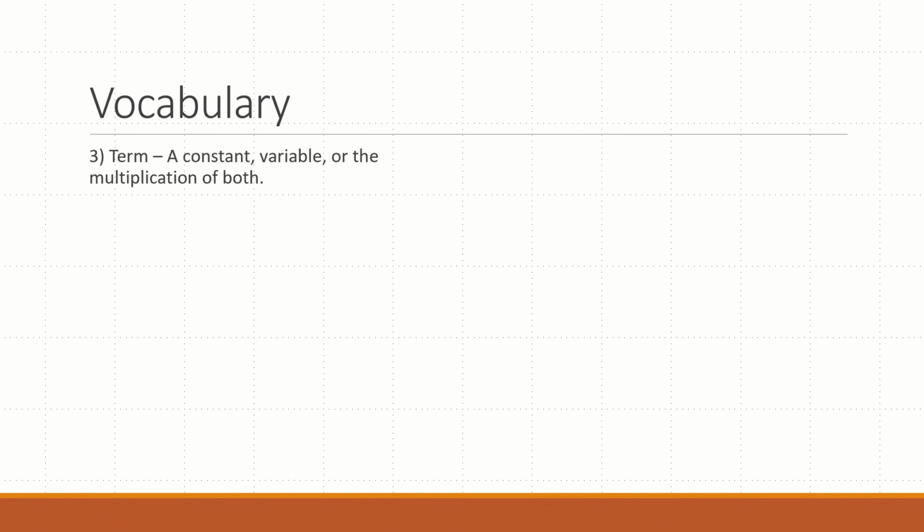The third vocab word is a term. So what that basically is, it could be a constant, just a variable, or the multiplication of both. So here's some examples. You got 39 is a constant, x is a variable, and 5y to the 5th power is a multiplication of both. And these are all one term right here.